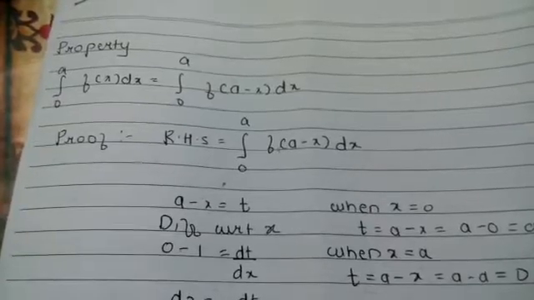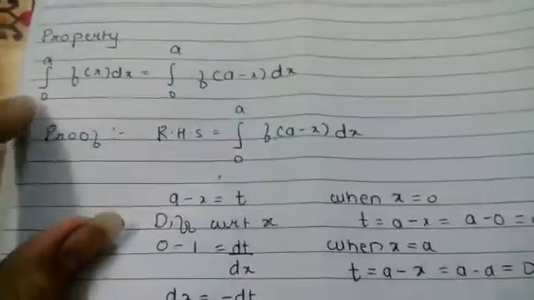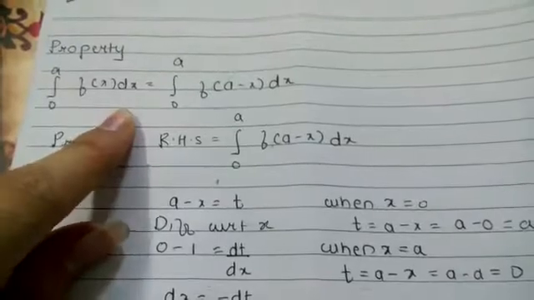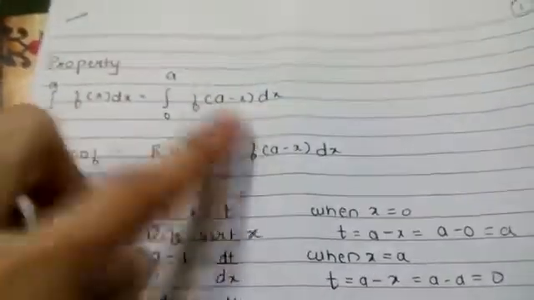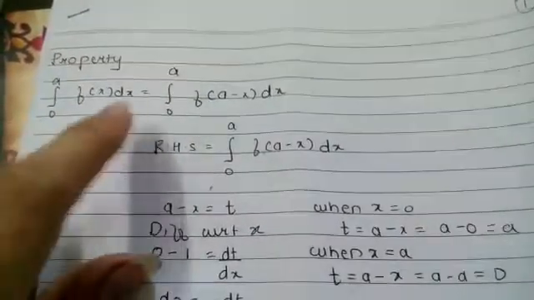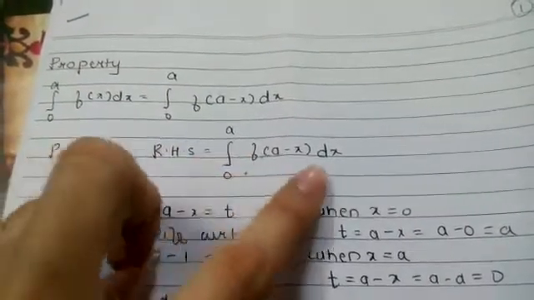Properties of definite integration. The first property is integral 0 to a f of x dx is equal to integral 0 to a f of a minus x dx. Now how to prove this? We'll start with the RHS, your integral 0 to a f of a minus x dx.